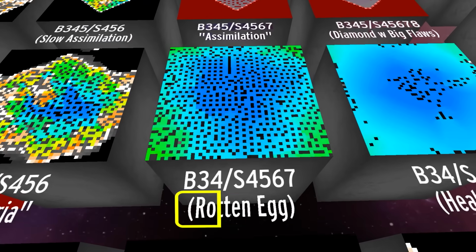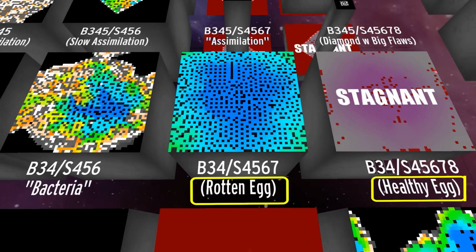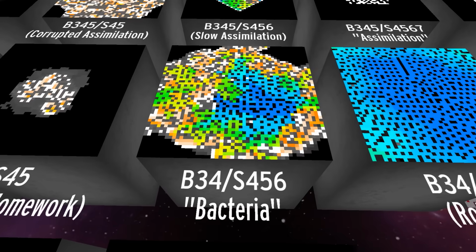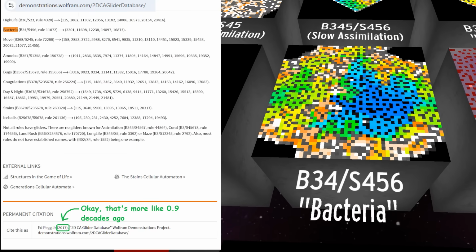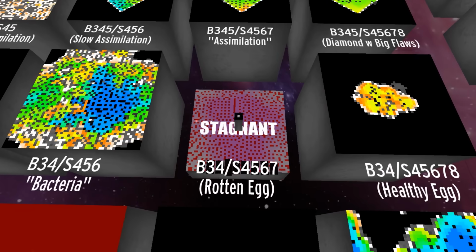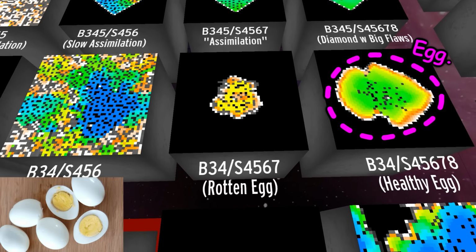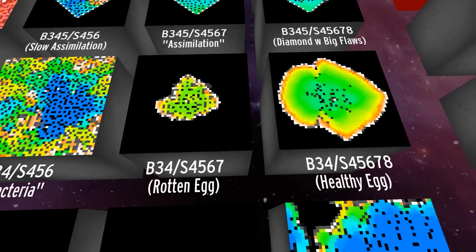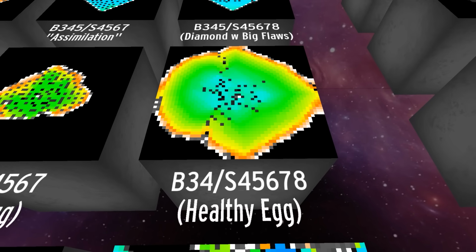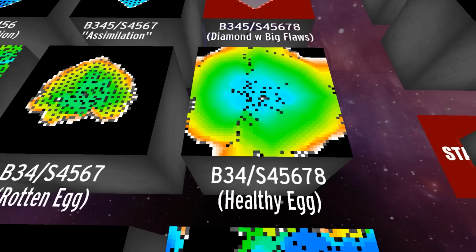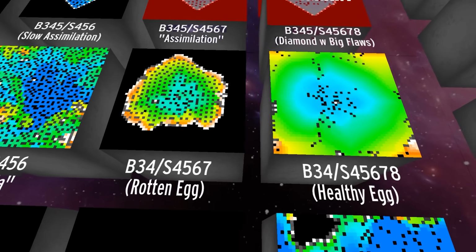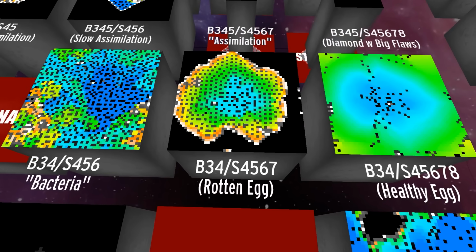After that, we have Rotten Egg, which lies between Healthy Egg and Bacteria. Now, the Bacteria universe was named decades ago, but I decided to give the other universes those egg names just today, because they both create egg-like shapes as they're expanding. The only difference is that Healthy Egg is almost entirely solid with no cavities, whereas Rotten Egg has a ton of cavities, and well, Bacteria is just squirming everywhere.